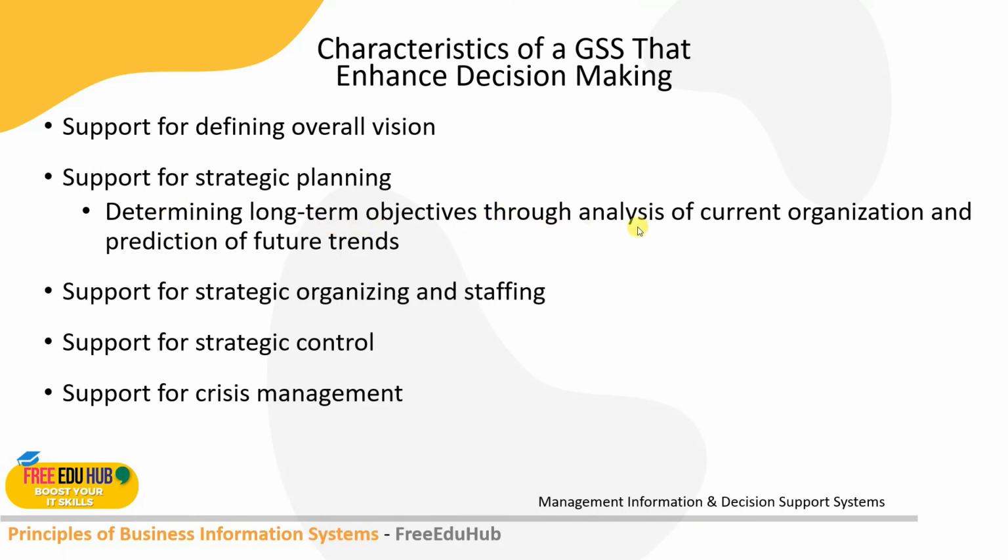So it helps us by showing the future trends in order to make certain decisions. It supports strategic organization and staffing requirements, etc., for strategic control and crisis management. Now the most important thing in this one is decision making support, and it's really important to know about brainstorming at this stage.